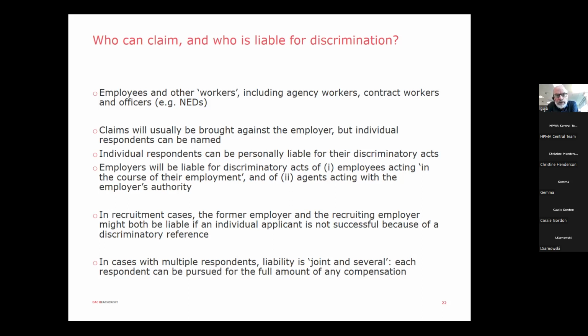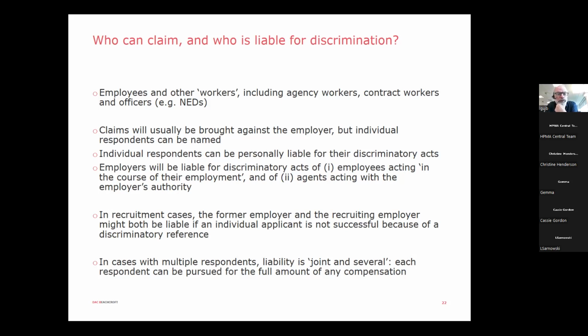So under the Equality Act, employees and other workers can claim discrimination, and that definition of workers includes agency workers and contract workers and officers, including, for example, your non-executive directors. So you just need to be aware that other categories besides employees can bring employment tribunal claims for discrimination.